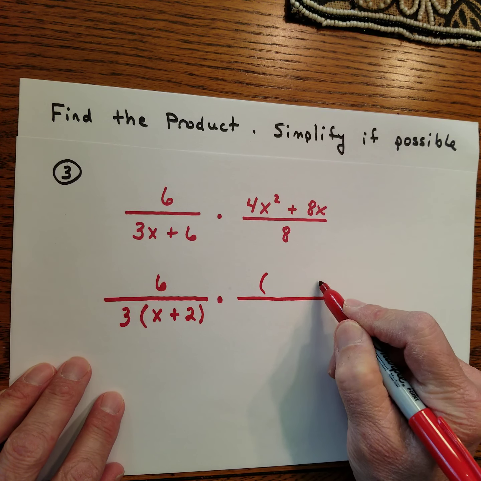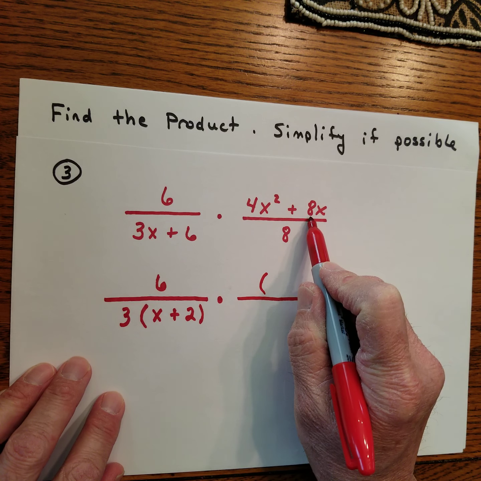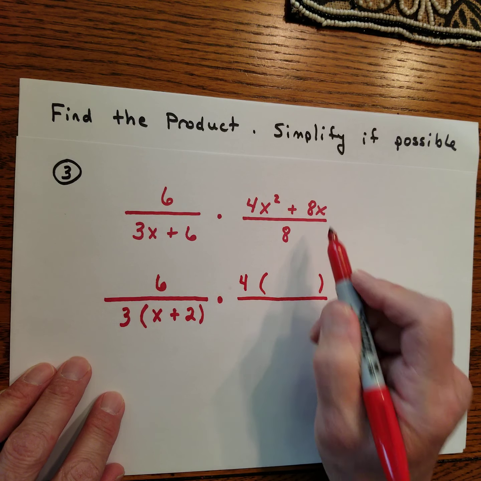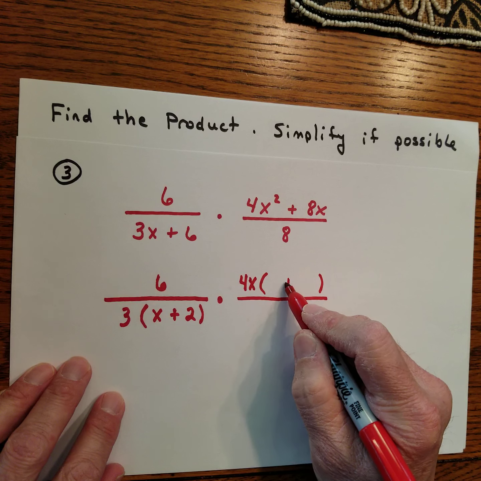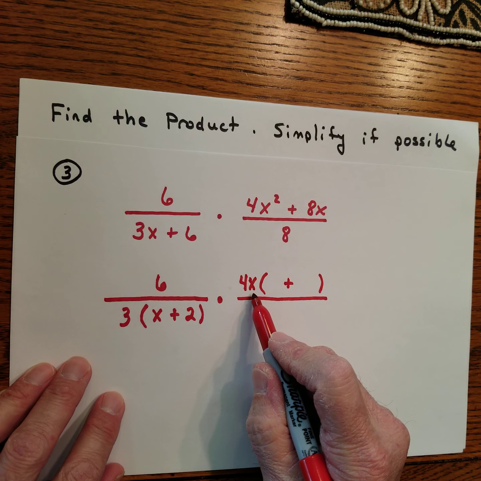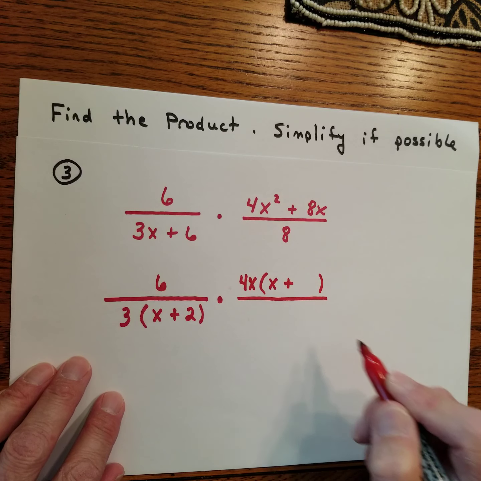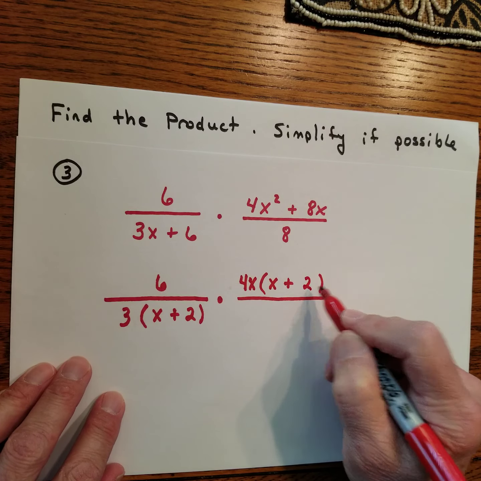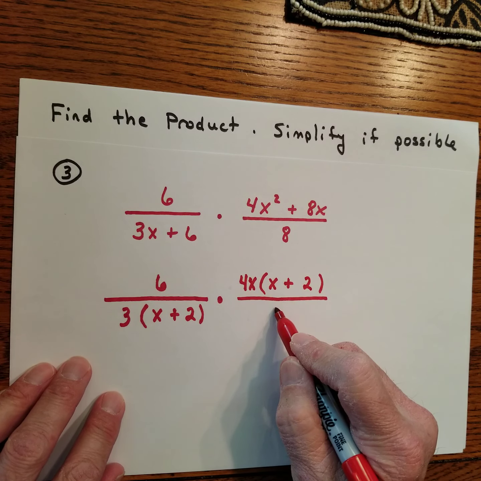Look for common factors here. 4 divides into 4. 4 divides into 8. These two terms also each have at least an x. If I factor out a 4x from 4x squared, I still have an x. And 8 divided by 4 is 2. I factored out the x. Let's copy the 8 in the bottom.